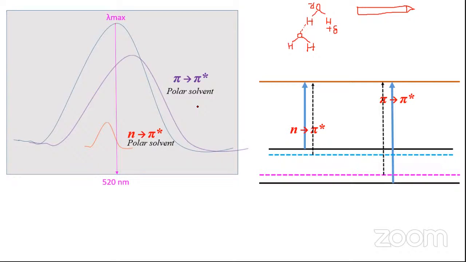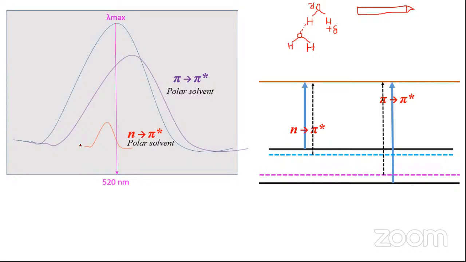Okay. So I hope that I have given you sufficient detail on how you can distinguish between the types of transitions happening within the molecule just by dissolving the molecule in a polar solvent or a non-polar solvent, right? So when it is in non-polar solvent, pi to pi star will shift towards shorter wavelength, n to pi star will remain at 520, while when it is in polar solvent, pi to pi star will shift towards longer wavelength and n to pi star will shift towards the shorter wavelength. Is this much fine?